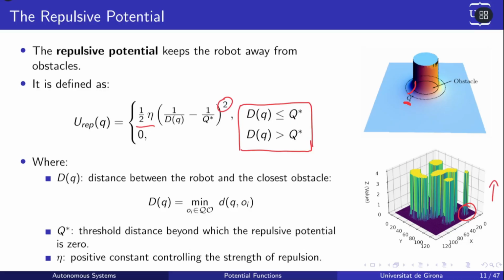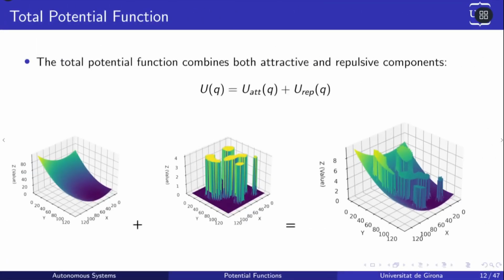Okay? This is just the definition of this dq, and the q star, that is the threshold, and the eta, that is this positive constant that controls the strength of the repulsion, how tall is this graphic. Okay, then if I'm able to compute the attraction function, and I am able to compute the repulsive function, I can just add them, number by number. Of course, you have several gains here that you have to tune a little, depending on how big your environment is, how big your obstacles are, etc. There are several things that have to be tuned, but whenever you have tuned that, you obtain something like that.